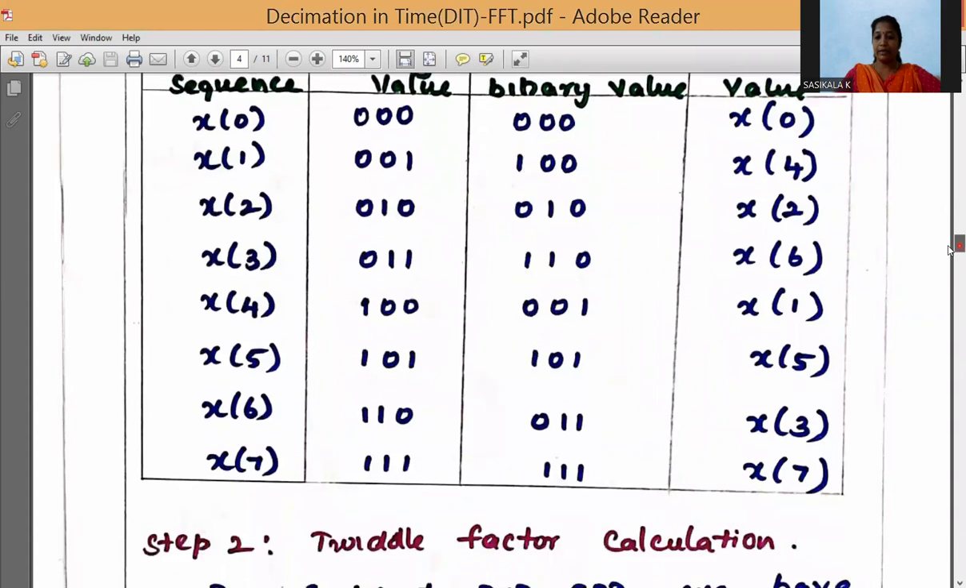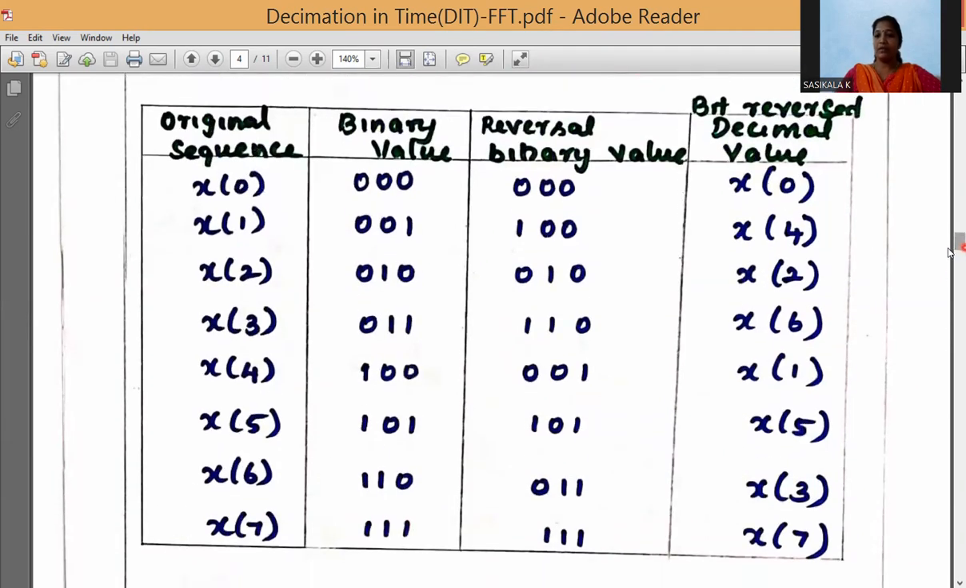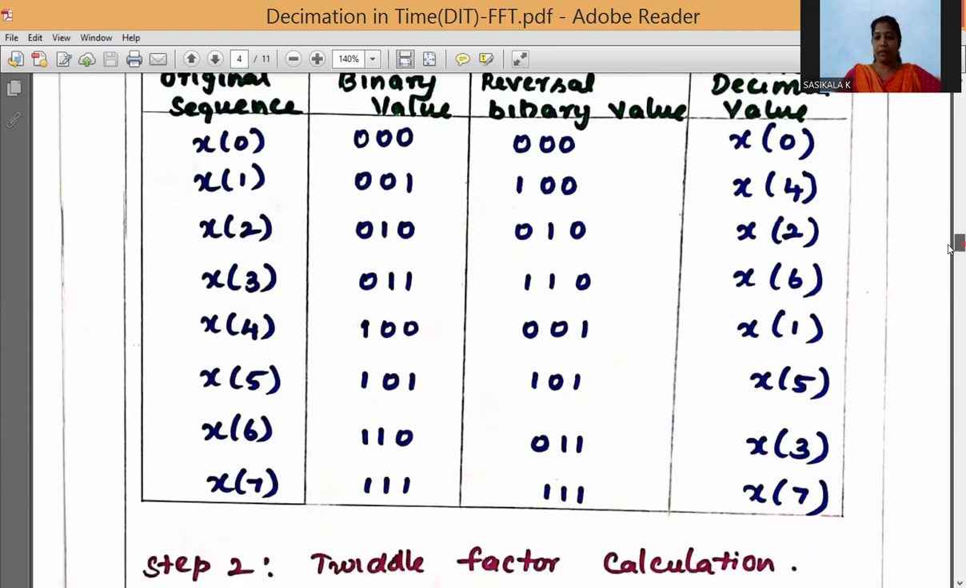And the second 4 values are odd numbers. So normally odd numbers are 1, 3, 5, 7. But here it is just 5 and 3 that are interchanged. So I'll be getting 1, 5, 3, 7. So always the bit reversed decimal values are x of 0, x of 4, x of 2, x of 6, x of 1, x of 5, x of 3 and x of 7. So the input should be written in the bit reversed format.